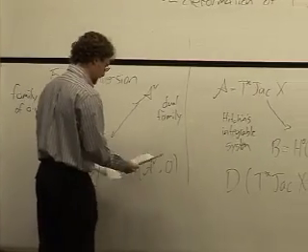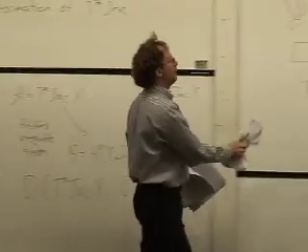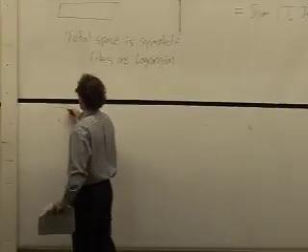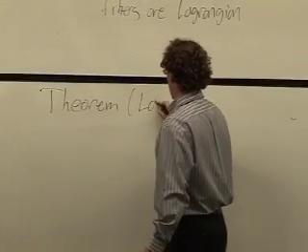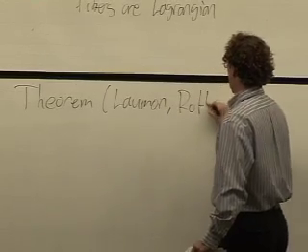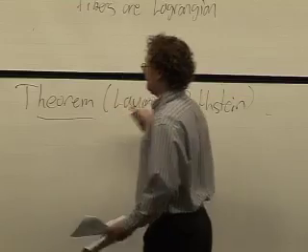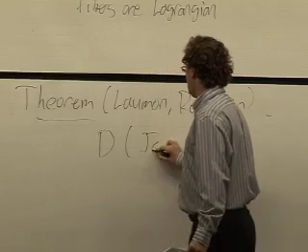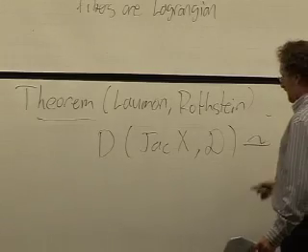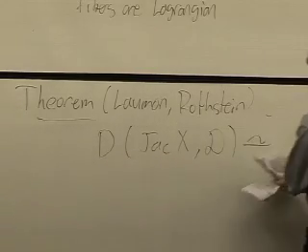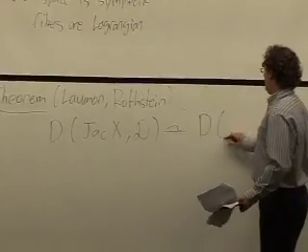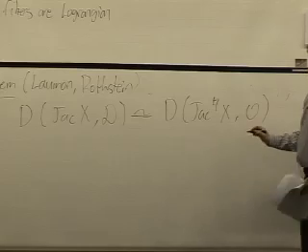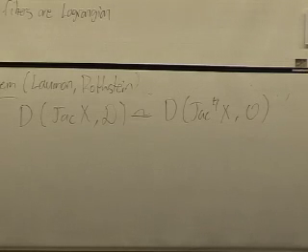So now let me state this as a theorem. There's a theorem due to Laumon and Rothstein, which says, in fact, this works for any abelian variety, but let me state it for the Jacobian, that the derived category of D modules on the Jacobian is equivalent to the derived category now of this Jac natural O.